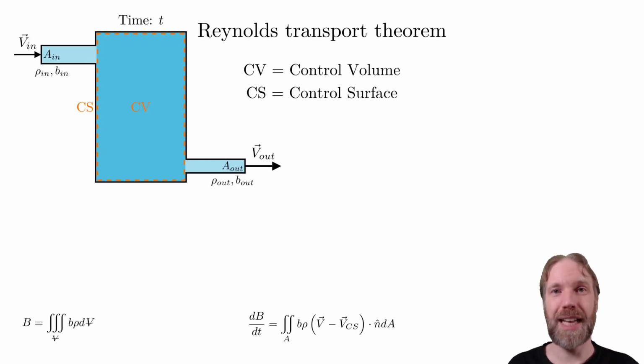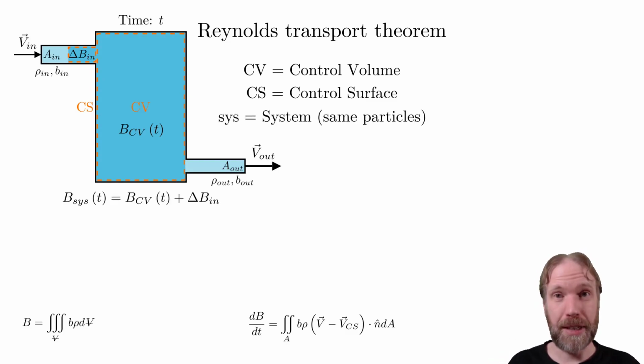Assume that this represents time t. Call the amount of our extensive property inside the control volume B CV of t. We'll also call the amount of property B that will enter the control volume during one time step delta t, delta B in. As our next concept, we will introduce the system, which always contains the same particles independent of time. This is to match our classical mechanics equations, which generally assume this. The system at time t will contain the particles in the control volume plus those in delta B in.